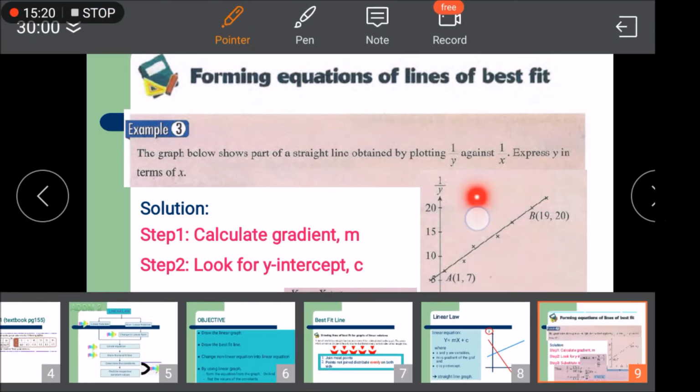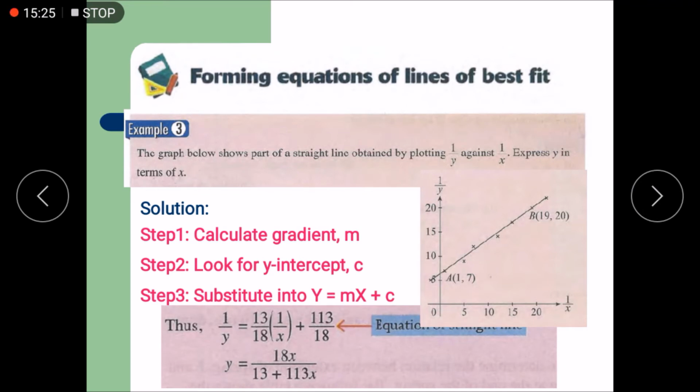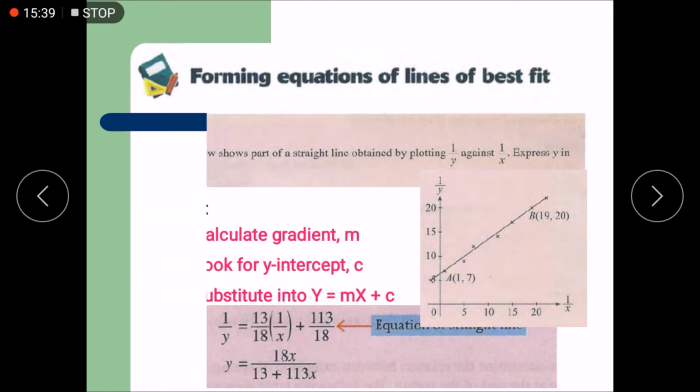Now we will see step 3. In step 3, you just substitute your answers. After you get your c and your m, you just substitute them in and then simplify. If you don't simplify, you can leave it as in the first line, also okay. This example I got from your textbook, so it's not new.